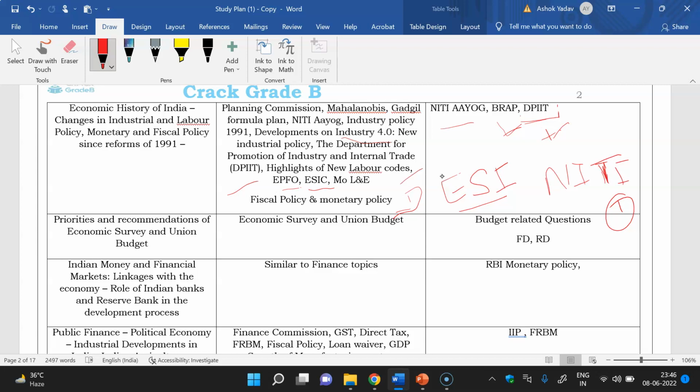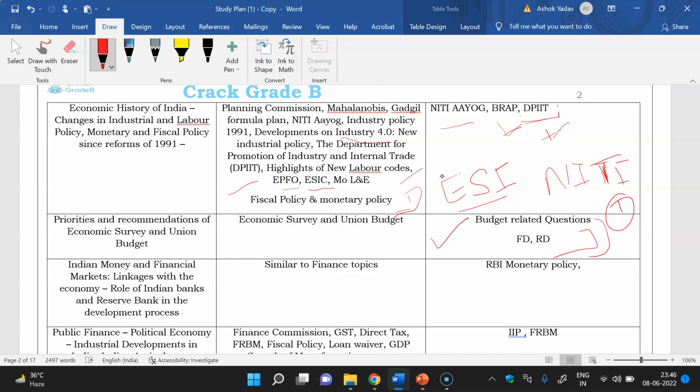Fiscal policy related question they can ask, like what are the components of capital receipt, capital expenditure, revenue receipt, revenue expenditure, what is the formula of fiscal deficit, primary deficit, revenue deficit. So they have asked the question. Budget related question from the budget speech has previously been asked. So budget and economic survey is very important for this exam.